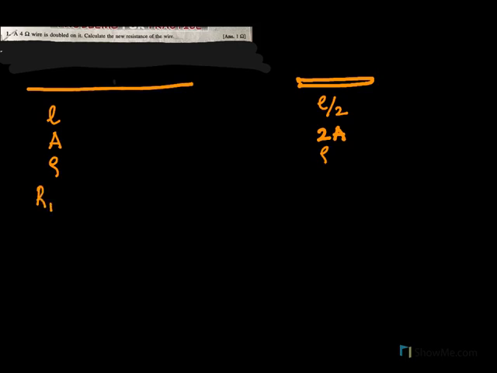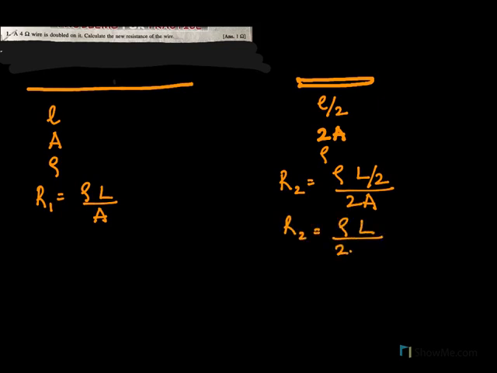So in this case, the resistance we know is resistivity times length over area of cross section. In this, R2, the resistance, equals resistivity, now the length is L by 2, and the area of cross section is 2A. So if we just solve this a little bit, it is rho L over 2 times 2A, and this becomes rho L over 4A.